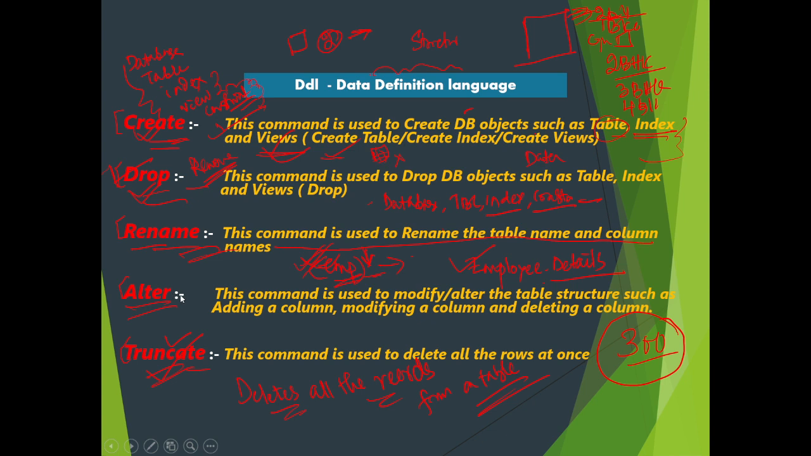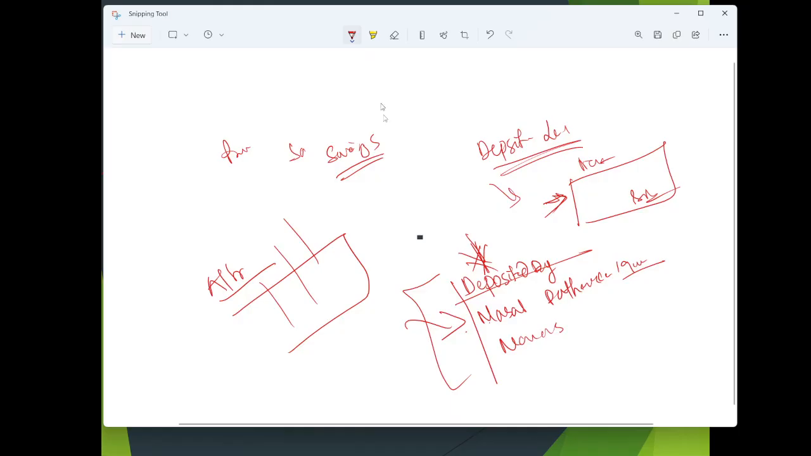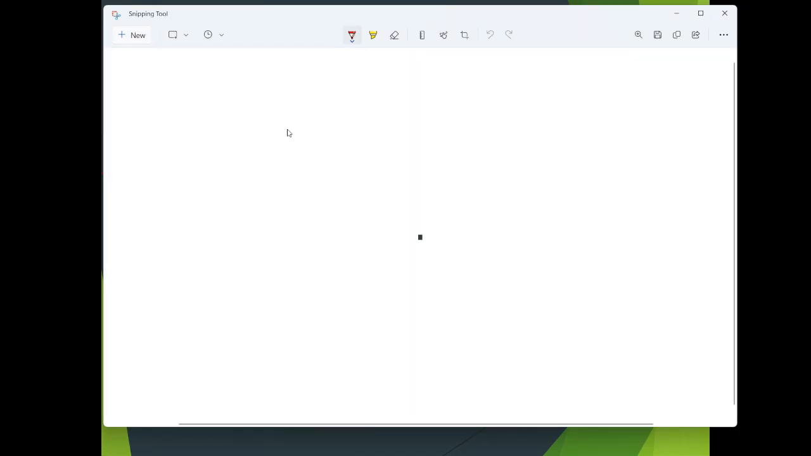In alter you can do 3 tasks. Basically, by using alter you can perform 3 tasks. First is adding a new column to an existing table. Okay, the table is already created, then you are adding a new column.